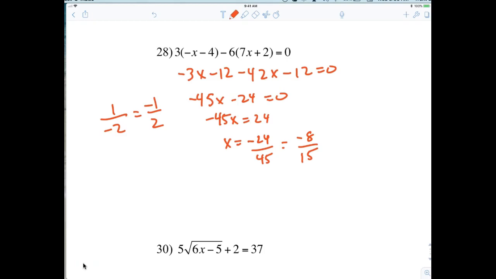Come on, kiddos. All I did was move the negative 24 over. That became positive 24, and then I divided by negative 45. If you want to move the 45 over, that's perfectly good. Negative 24 equals 45x. Negative 24 over 45 equals x. Same answer. Agreed? Right?